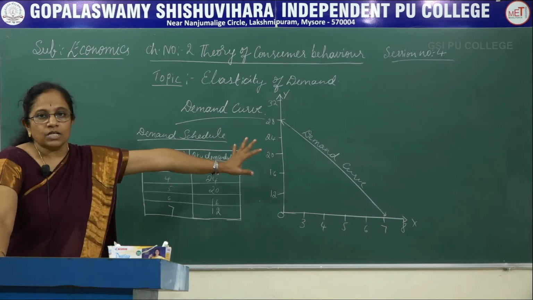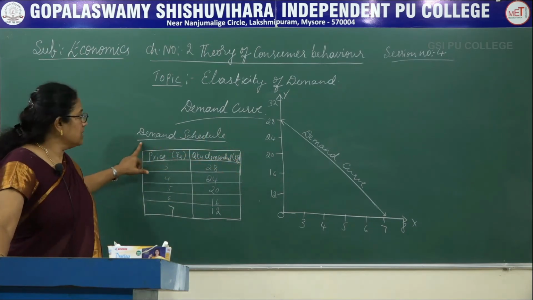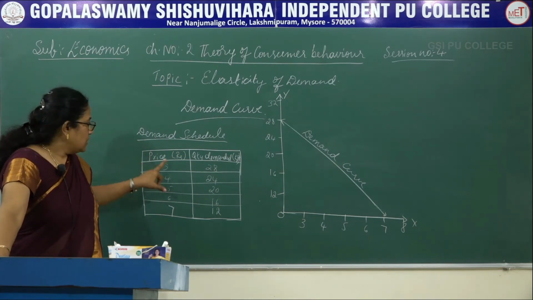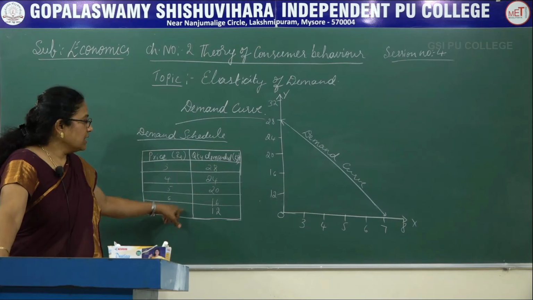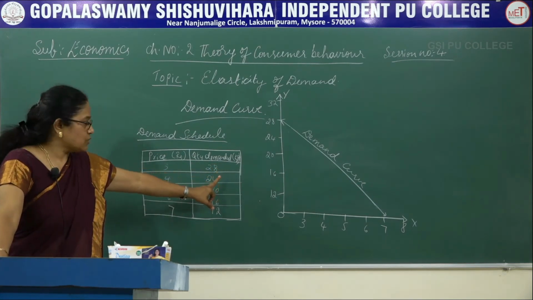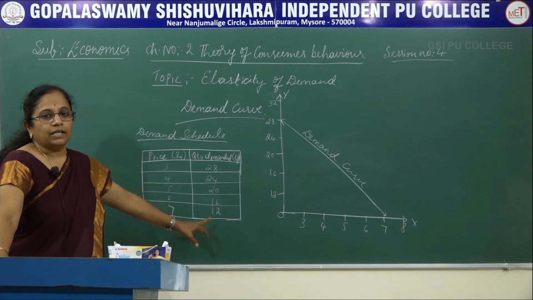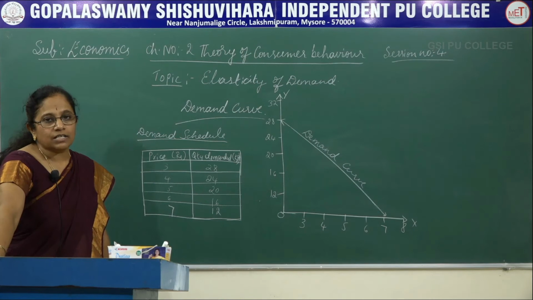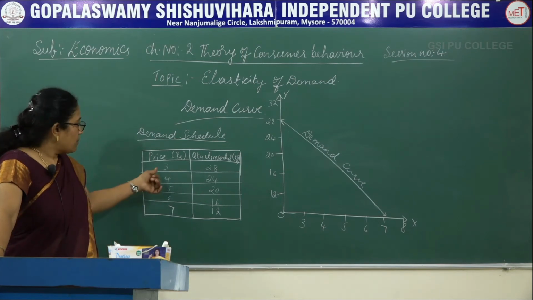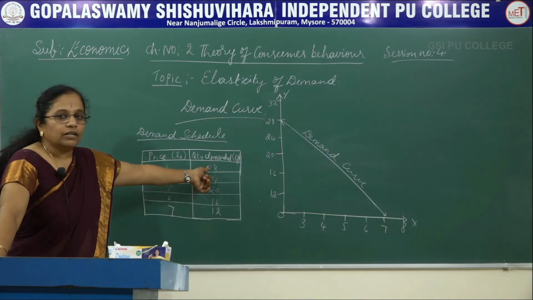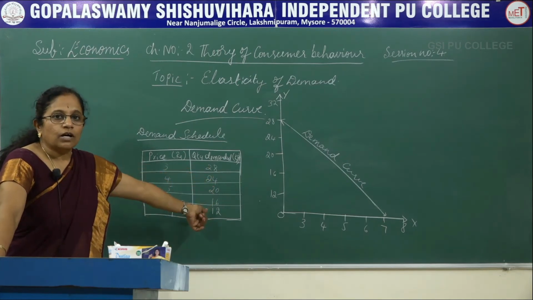Before we move towards the demand curve, let us see the demand schedule. The price of the product goes on increasing and the quantity demanded by an individual consumer goes on decreasing. This has an inverse relationship. Price and demand have an inverse relationship. If the price of the product goes on increasing, naturally the quantity demanded goes on decreasing.